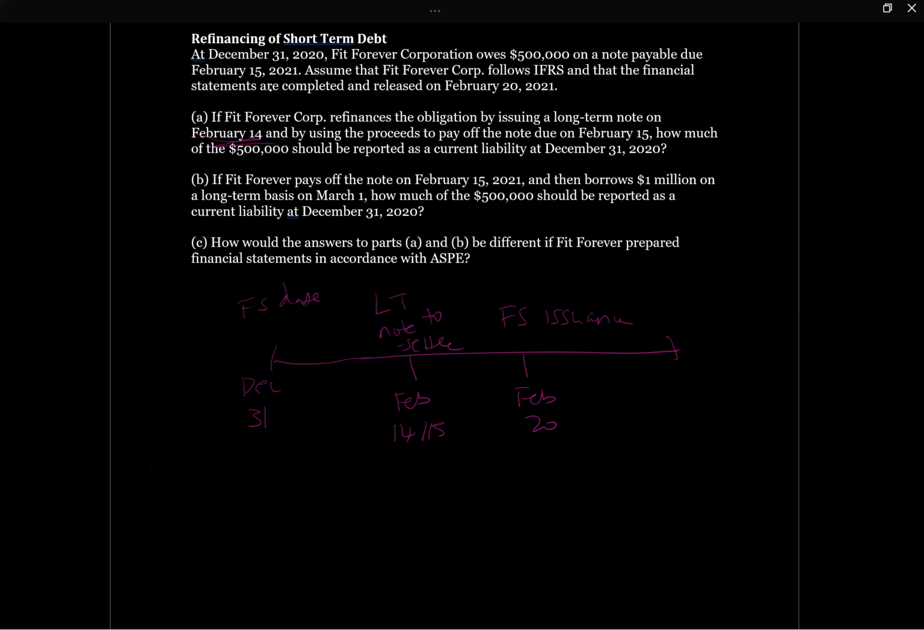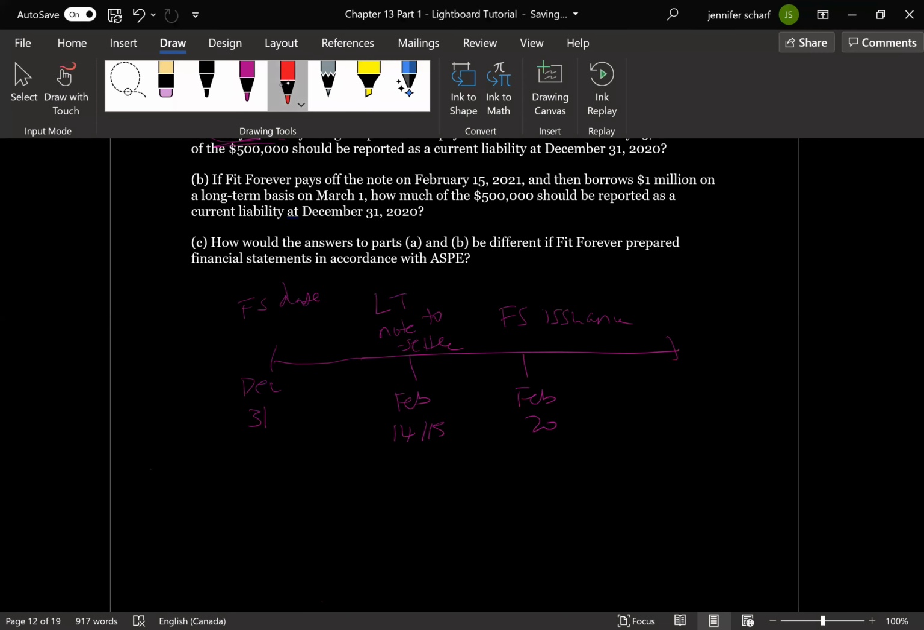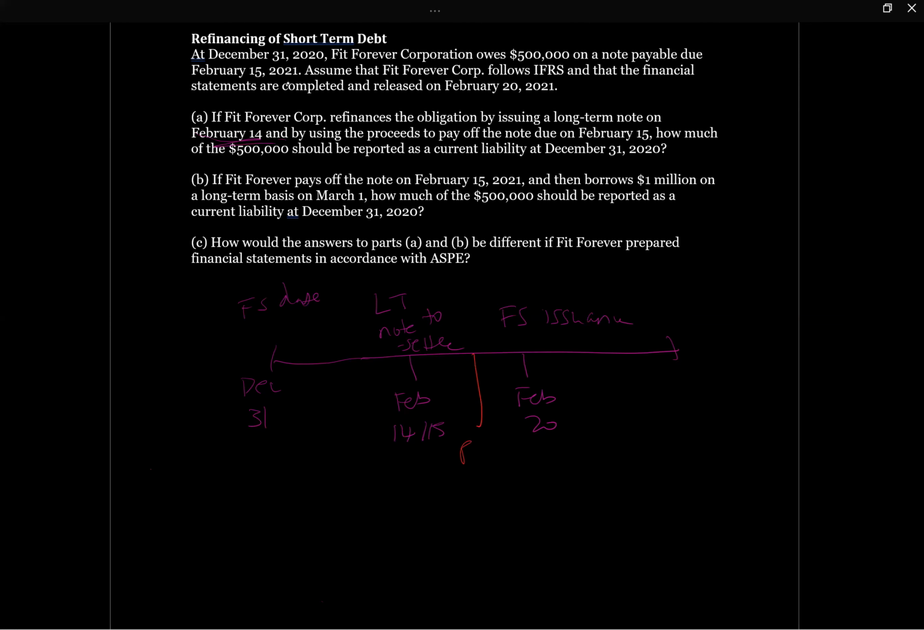And that's the first transaction, and then the second option is that they're going to pay off the note on February 15th. The second option, which maybe we should do in a different color so we can keep it straight, is that they pay off the note on February 15th, and then they borrow $1 million on March 1st. So those are two different options that we have here.